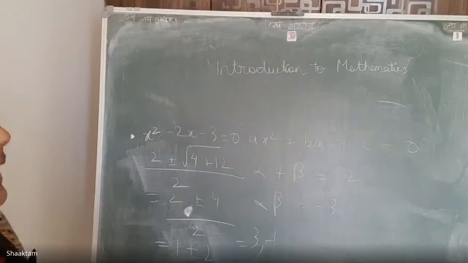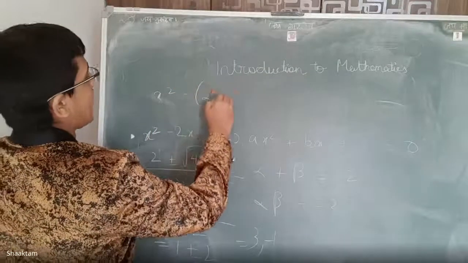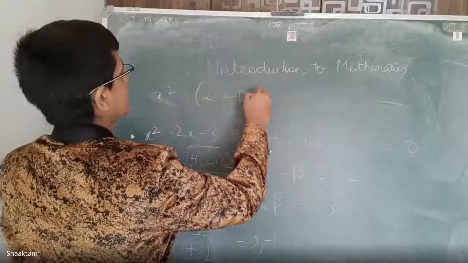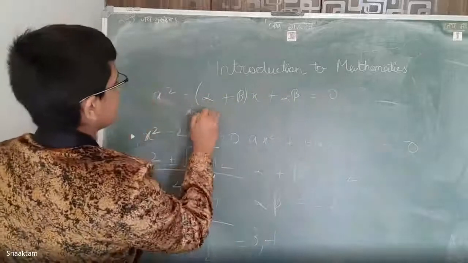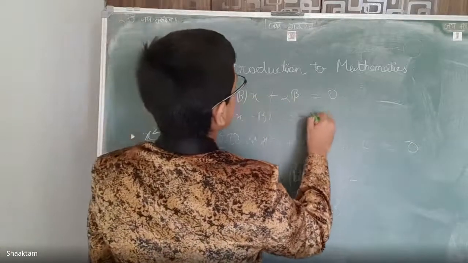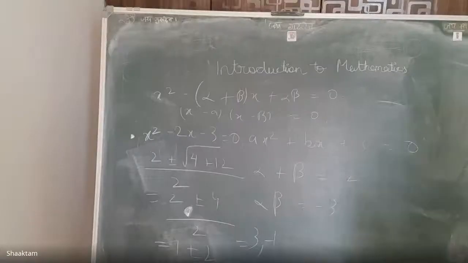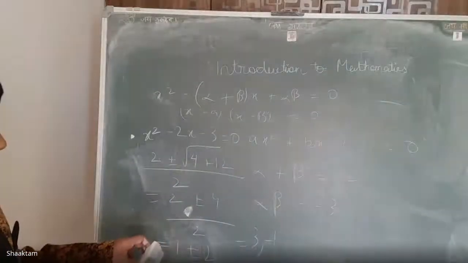Won't it be x square plus 2x? No, it's x square minus of alpha plus beta into x plus alpha beta is equal to 0. Because only then you'll get x minus alpha into x minus beta is 0. And from there you'll get to know that x is alpha or beta, right? Okay. So it will be x square minus 2x minus 3 is equal to 0. And from there you'll get 3 and minus 1.